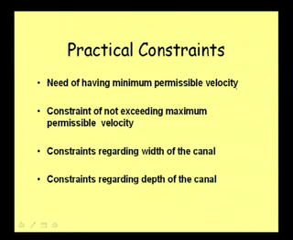Now, we have a bed slope there. What are the other constraints that may come? First is the need of having minimum permissible velocity. You can concentrate on the slide, that is the need of having minimum permissible velocity. What is meant by that? When the canal is lined, we know that it will not be eroded, so we are not that worried about the velocity of flow. Of course, there is always a maximum permissible limit also, but we are less worried about that part.